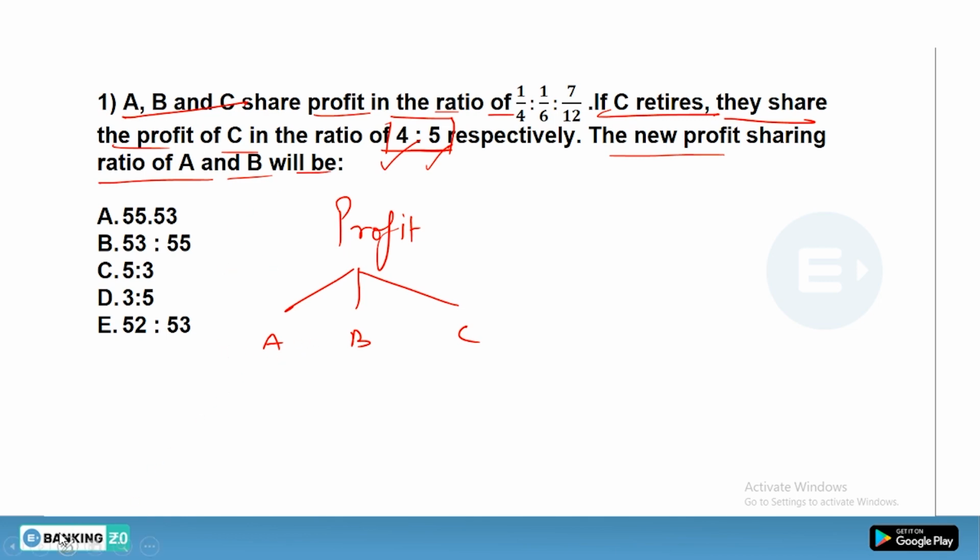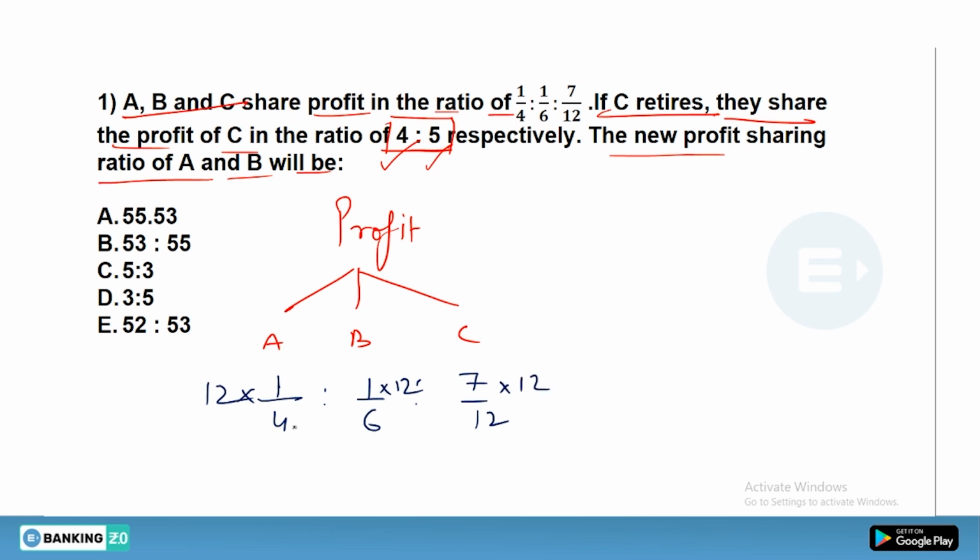First of all, you need to understand that you have to write down the ratio of profit in whole numbers. What you can do is see the denominator quantities and find their LCM. And you will take the LCM and multiply all the ratios with it.